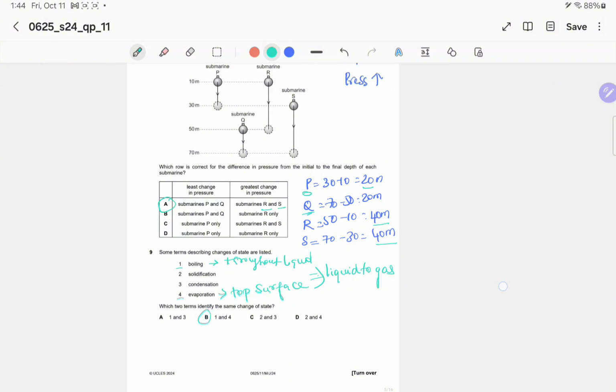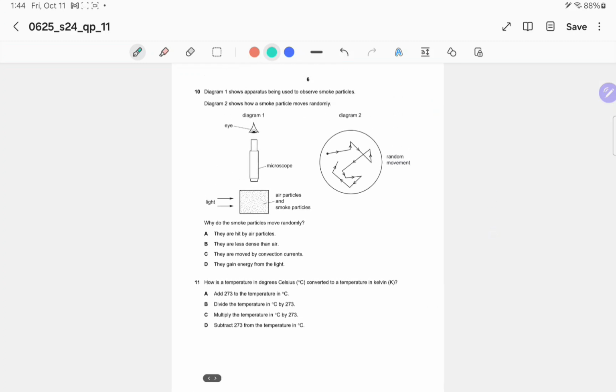Can we go to the next question? It's the 10th question. Diagram 1 shows the apparatus being used to observe smoke particles. Diagram 2 shows how a smoke particle moves randomly. Here it's Brownian movement.